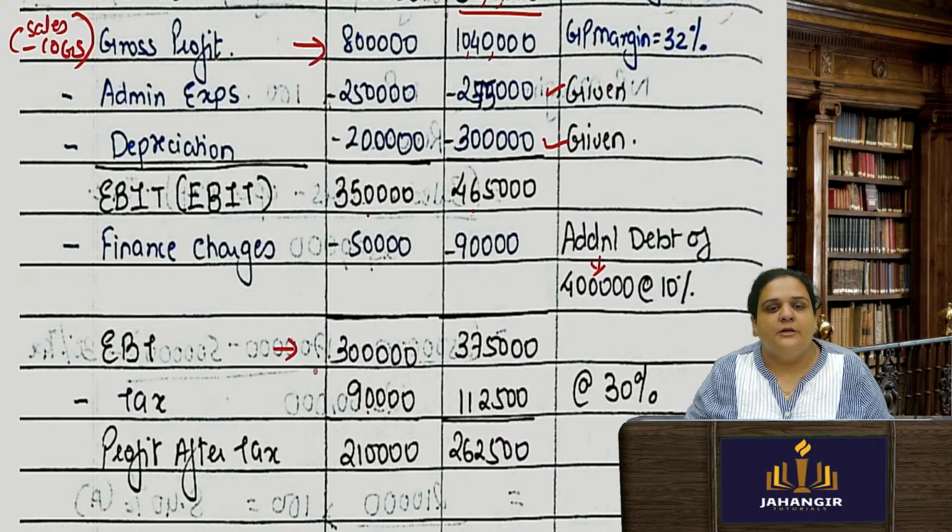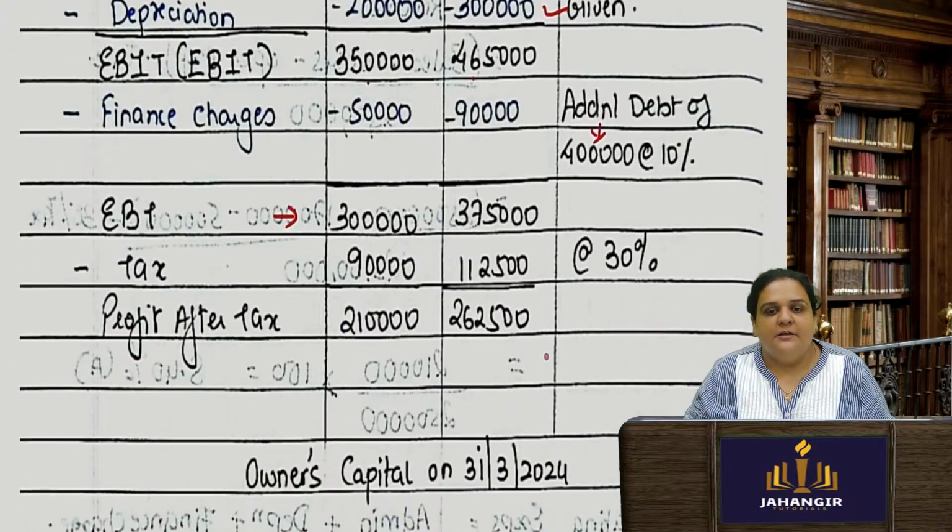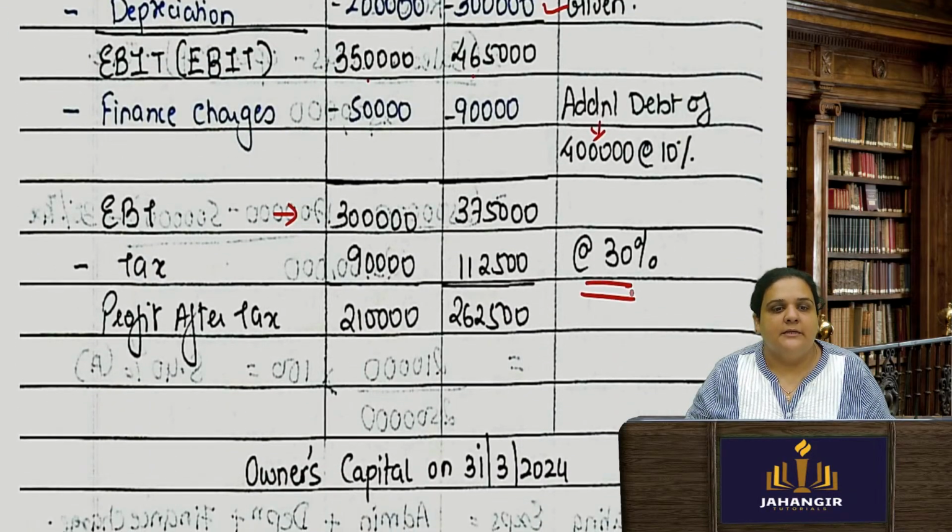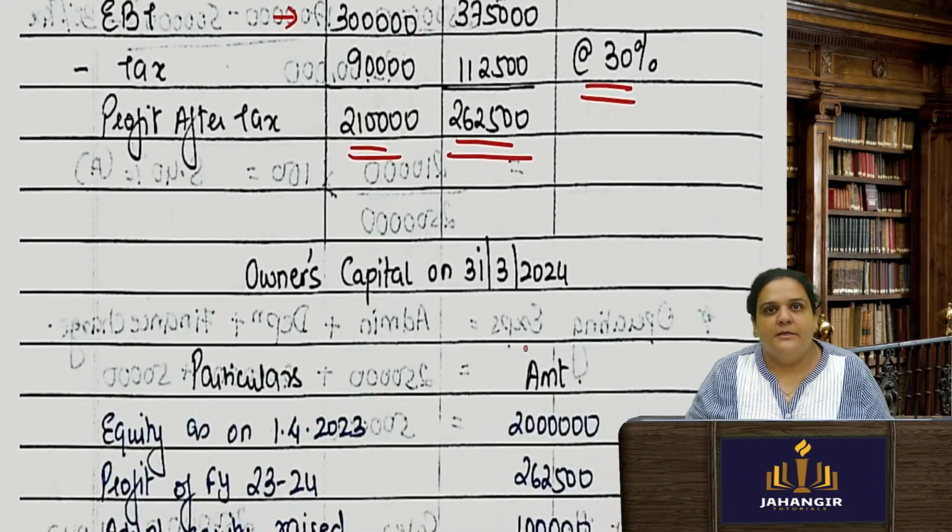So earnings before tax is 3 lakh 75. Tax rate is the same, 30%. So profit after tax. Okay, estimated P&L.